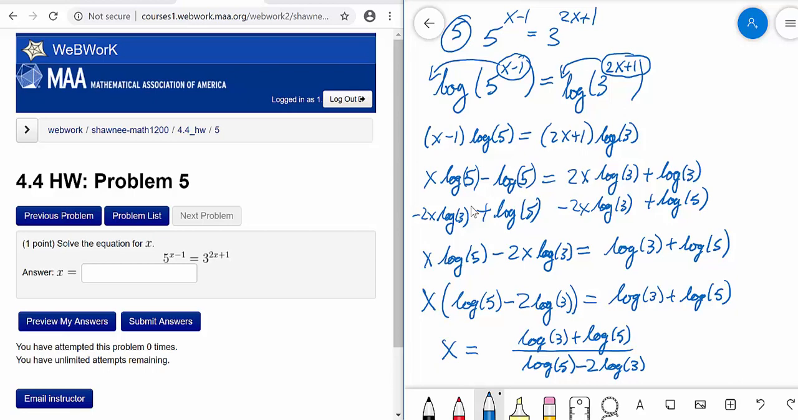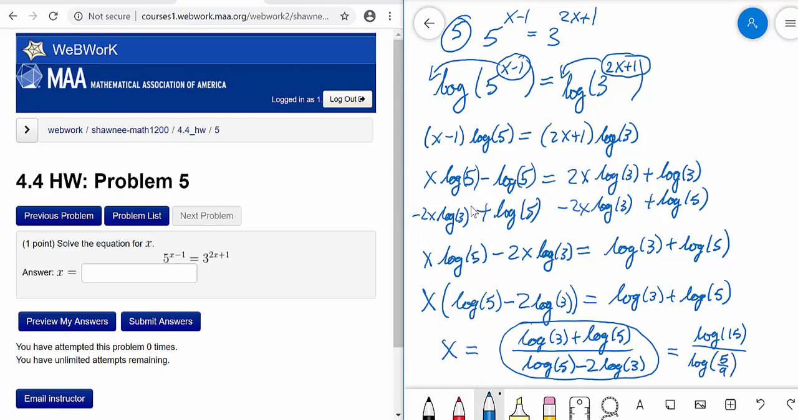So it's not a particularly nice expression. You could enter your answer just like this. You could type in a calculator and get a decimal value. We could also simplify this. The log of 3 plus the log of 5 would be the log of 15 when I multiply the 3 times 5. And then log of 5 minus 2 log of 3. 2 log of 3 would be the log of 3 squared, which is 9. And then log of 5 minus log of 9 would be log of 5 over 9.